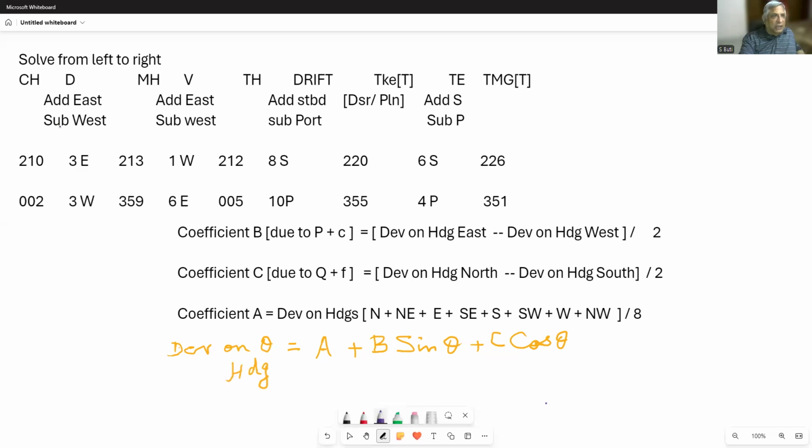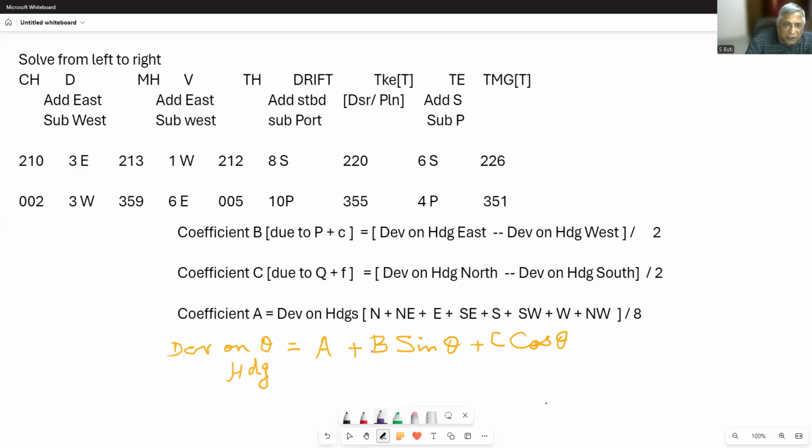And this deviation, let us say 3 east, is the total deviation on magnetic heading of 213. This deviation theta on heading theta is equal to coefficient A plus B sine theta plus C cosine theta. Remember, the theta in this case is our heading. If you want to solve the numerical, and the heading is given to you as 220, then write down deviation on heading 220.